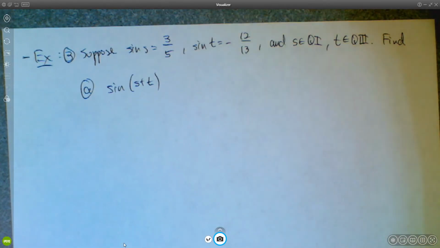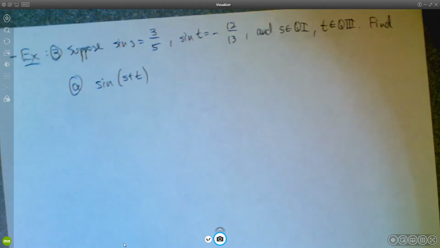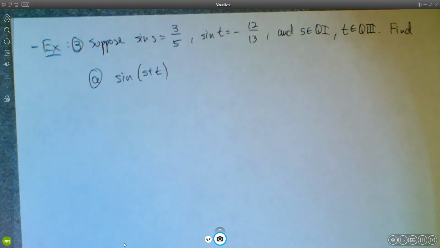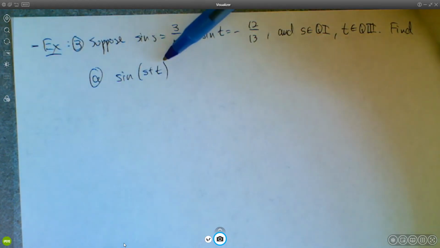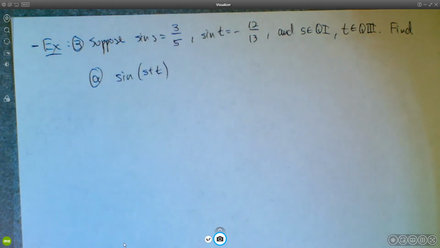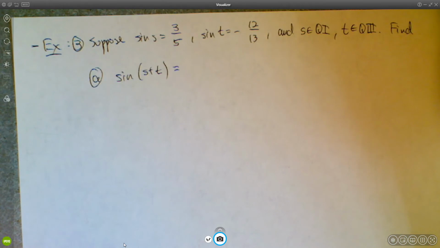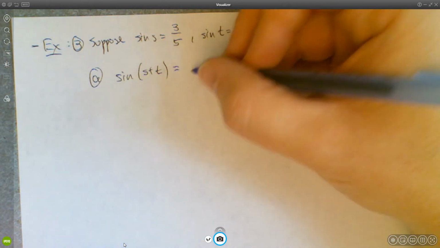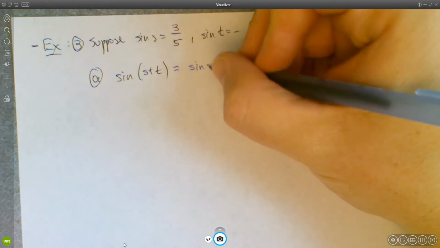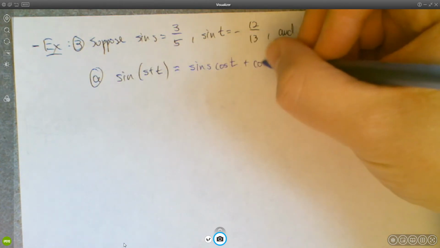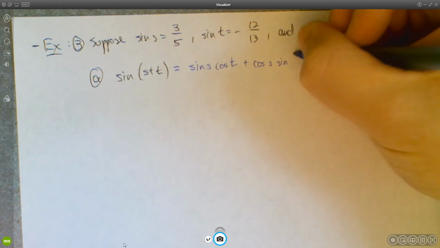Okay, so you can see these are all kind of similar problems to the sort of things that we were doing yesterday. And if you remember in the previous section, this was kind of a long problem. Let's see if we can work it out. So obviously we're going to use the sum formula for sine. So sine(S plus T) is sine S cosine T plus cosine S sine T.